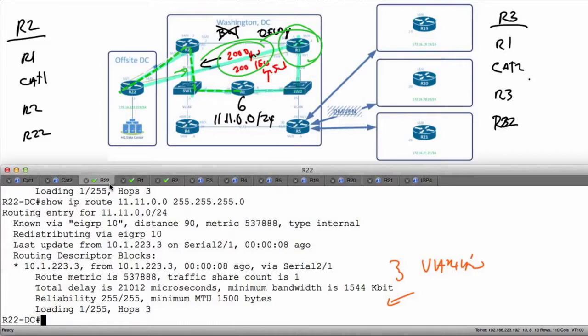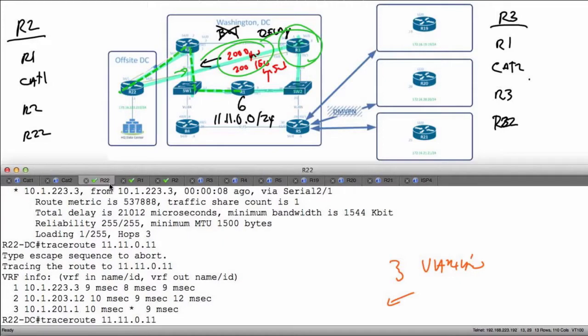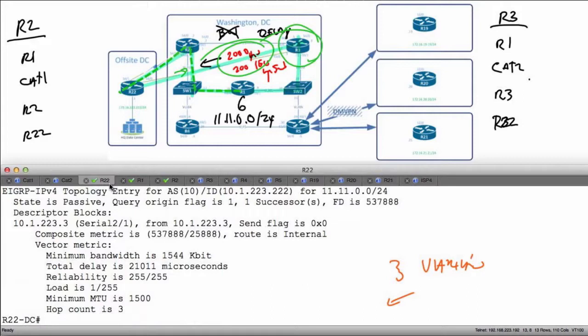Well, okay, let's do, can I do traceroute just to see? Traceroute to 11.11.0.11. I'm only going through R3. Well, let's take a look at that topology table entry. Notice I only have one entry. I have one successor, and I now have no feasible successors in the routing table.